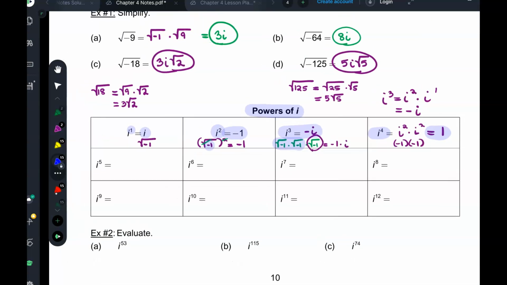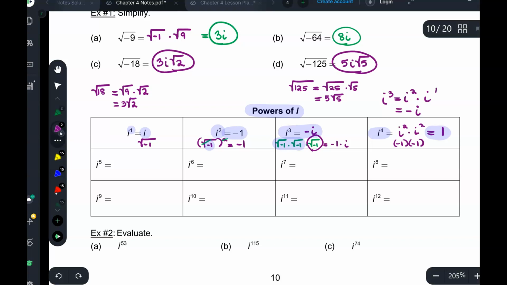Okay, continuing in that pattern, if I have i to the fifth. If I know i to the fourth is equal to 1, it's really easy to just break i to the fifth into i to the fourth times i. So that's going to be 1 times i, which equals i. So i to the fifth is equivalent to just i to the first power.